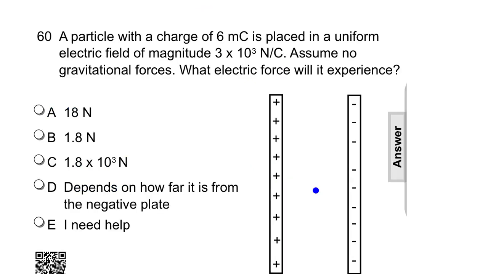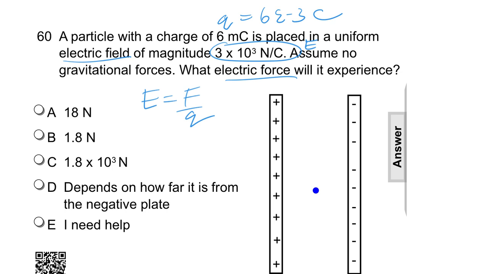Okay, so we have a charge. Milli means 10⁻³ coulombs. The electrical field E is this. What electrical force will it experience? They don't ask about the direction of it. So E equals F over Q. Rearrange the equation, since you're solving for F. F equals EQ.